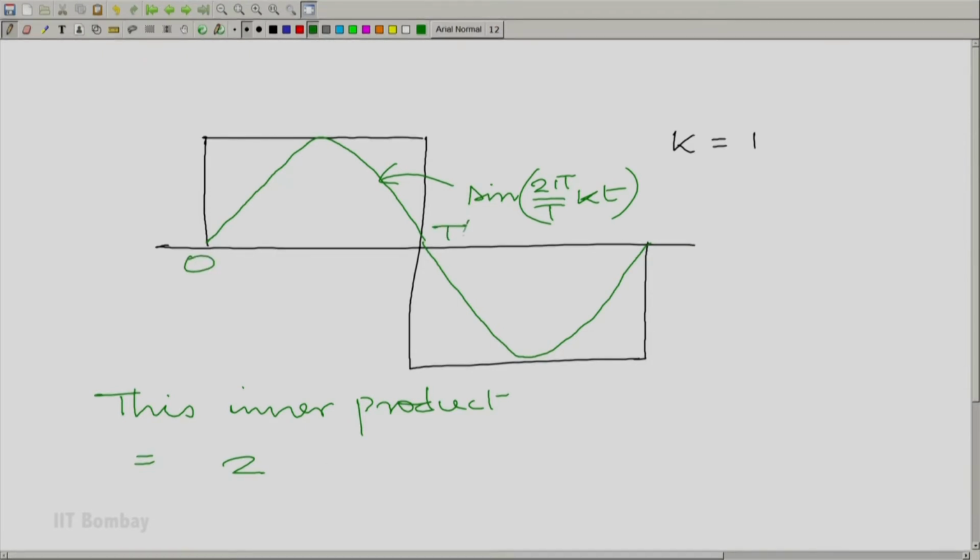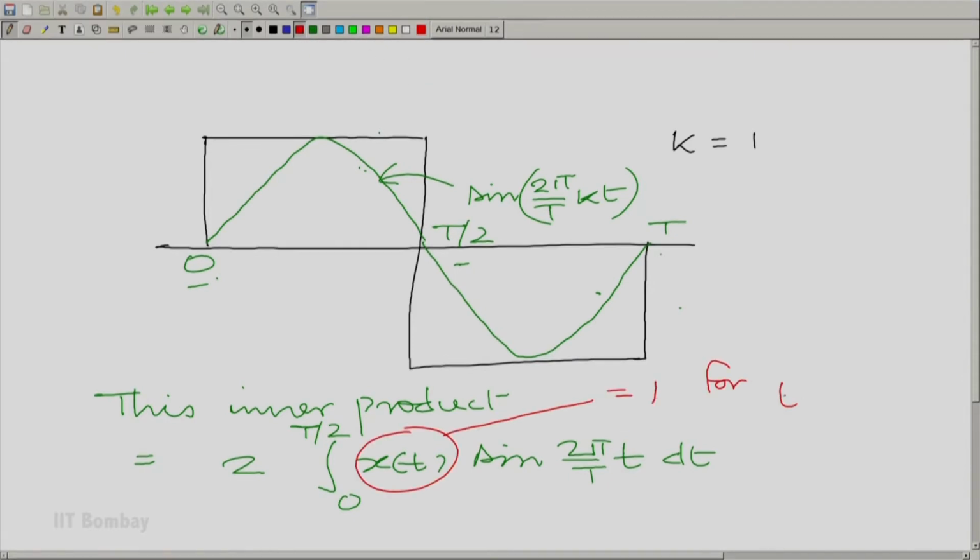So, this is from 0 to T by 2 and this is from T by 2 to T. Whatever you get between 0 and T by 2 would be the same as what you get between T by 2 and T, because positive multiplies positive here and negative multiplies negative on this. So, 2 times the integral from 0 to T by 2 of x(t) sine 2 pi by T times t. You are talking about k equal to 1. And of course, x(t) is equal to 1 for that interval.